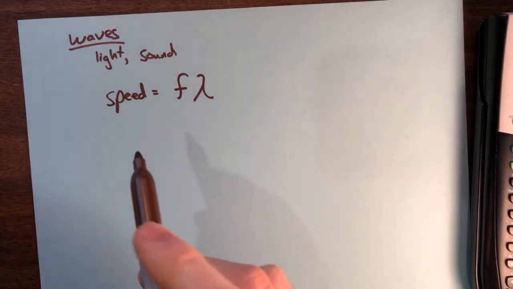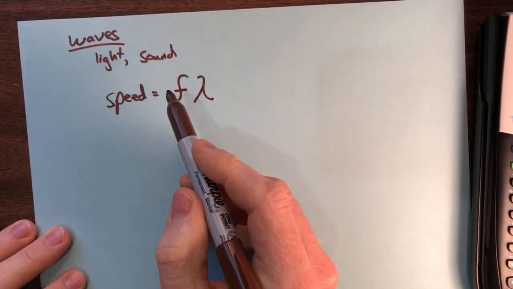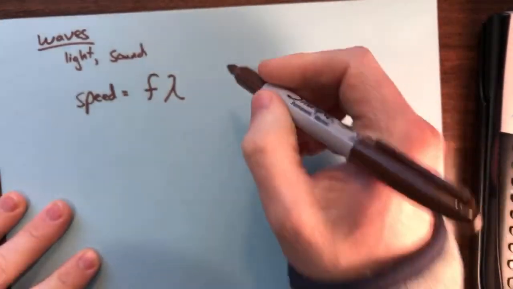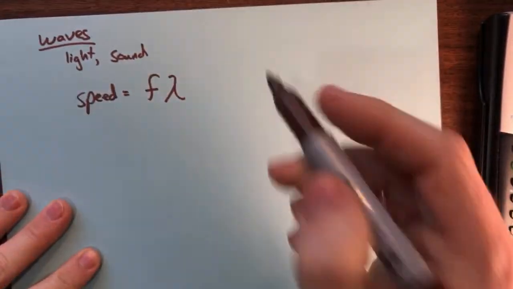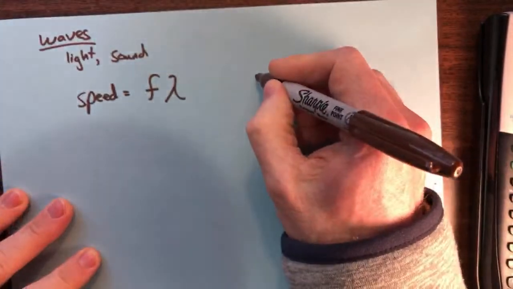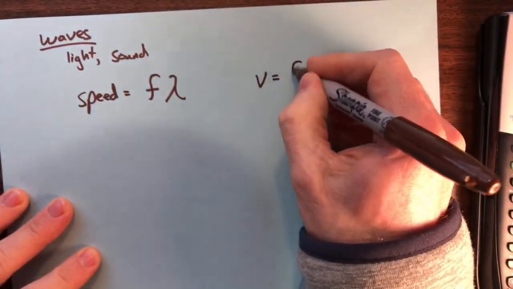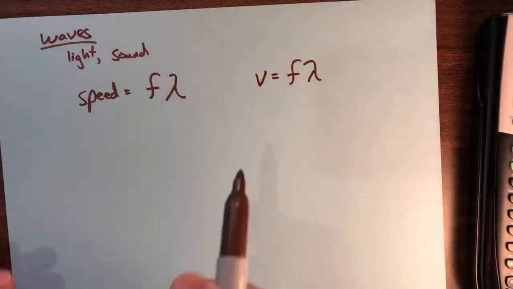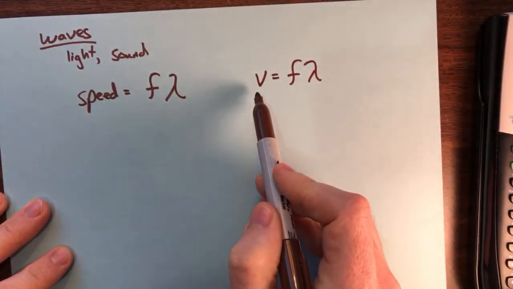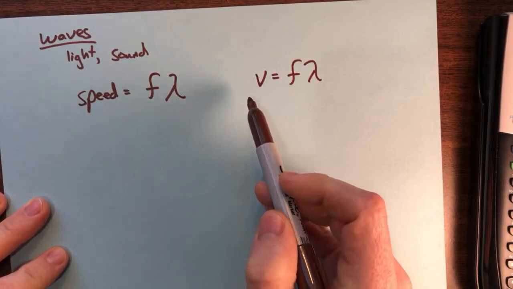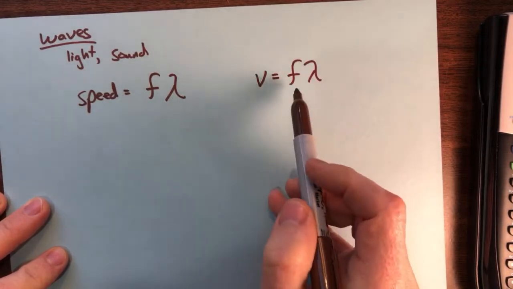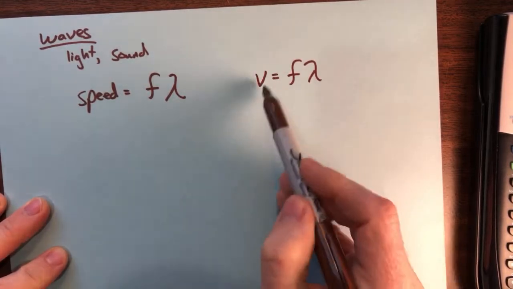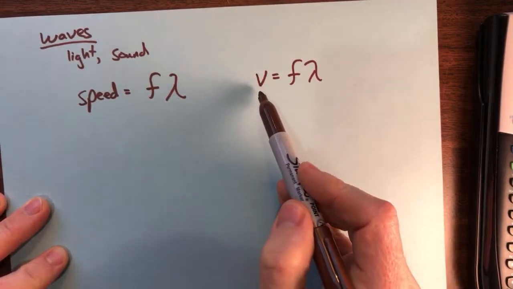And I'm going to use this equation. We did it a little bit differently in chemistry, but I'm going to do kind of a combination of both. Your book uses the equation V equals f lambda. And there's a reason that I don't like that, or actually there's two reasons. The first reason is this really isn't a true velocity because there is no direction to this equation. Frequency and wavelength both have no direction, so your speed here doesn't have any direction.